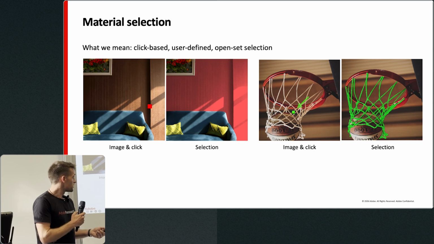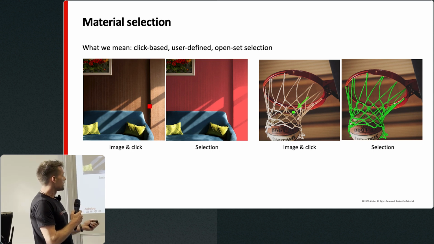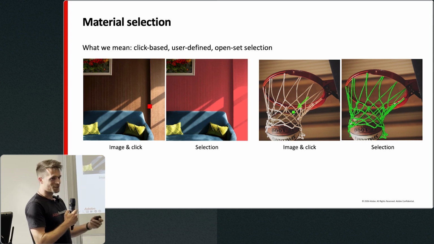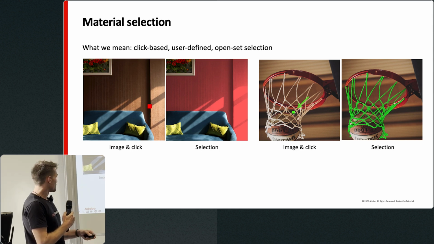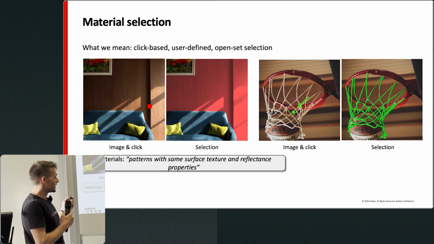And I have to apologize for the differences in mask color and click color and convention, because these are results extracted from papers that we published over the years. And as you can see, we weren't very consistent, and we changed the conventions a bunch and so on. So sorry about that. The definition we use for materials is in the appearance domain. So we say a material is a pattern with the same surface texture and reflectance properties.